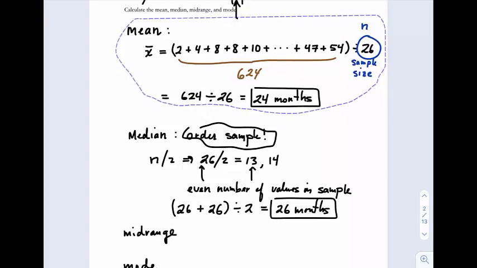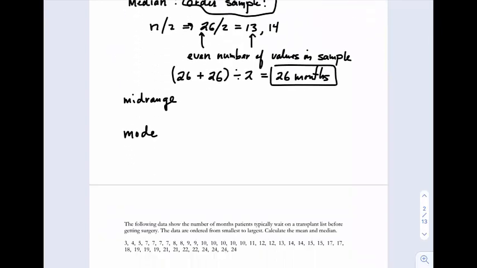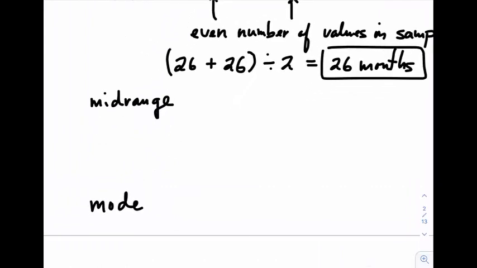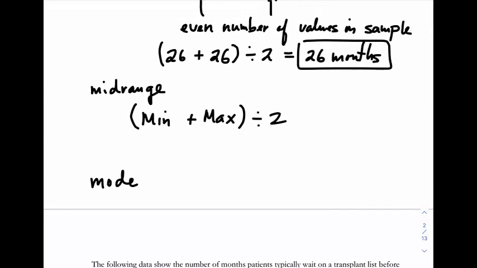The next one is the mid-range. The definition of mid-range is the max plus the min divided by 2. Actually, let me back up here. I'll just start with the min: minimum plus the max divided by 2. This is precisely the same idea as a midpoint.